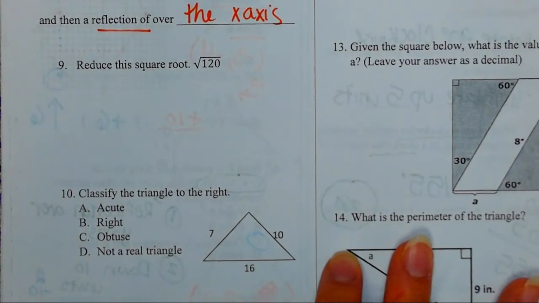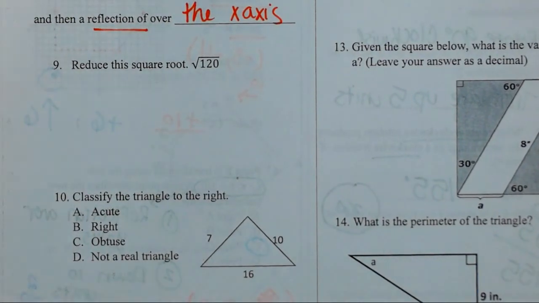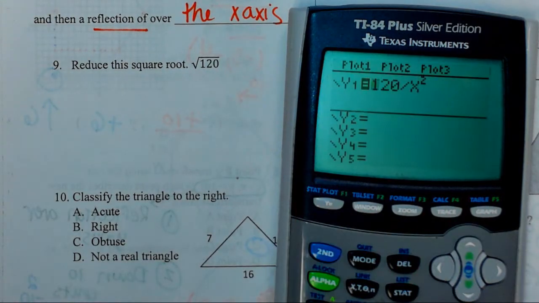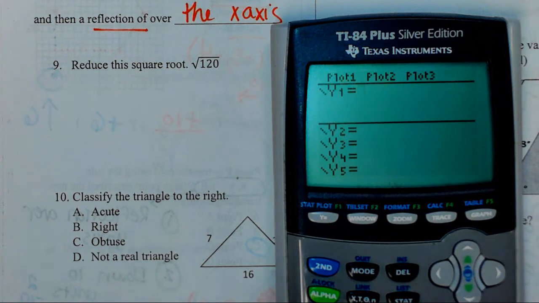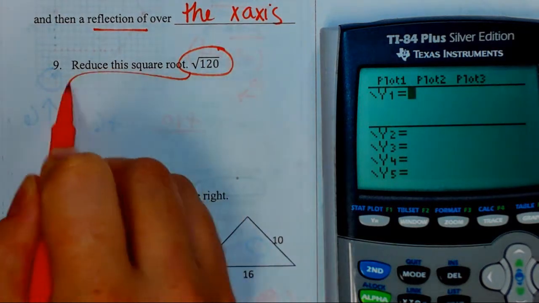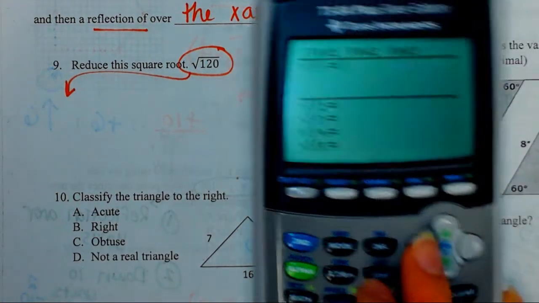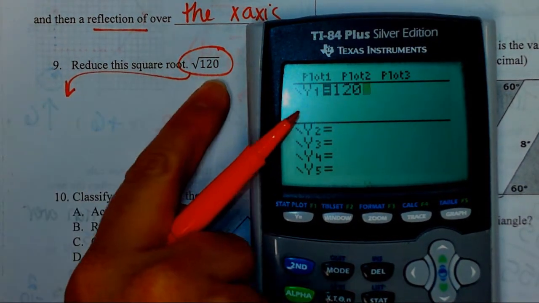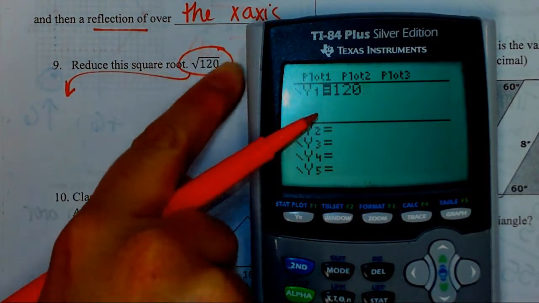Next question, we are reducing the square root of 120. For these kinds of problems, I'm just going to show the calculator trick and not the long method. If you want the long method, go look at one of my other videos earlier in the year. But at this point, we're just trying to get through. So, reduce the square root of 120.